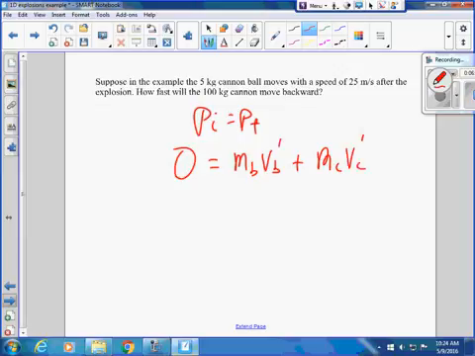Now, in this case, I put the little prime symbol up there, but because the left-hand side is 0, you're not going to have anything on the left-hand side. You can probably ignore it. That prime is just there for us to recognize that that velocity refers to the velocity after the explosion. Okay, so we got mass of ball, velocity of ball, prime. The prime means after the explosion, plus mass of cannon, velocity of cannon, prime. Again, prime just means after the collision.